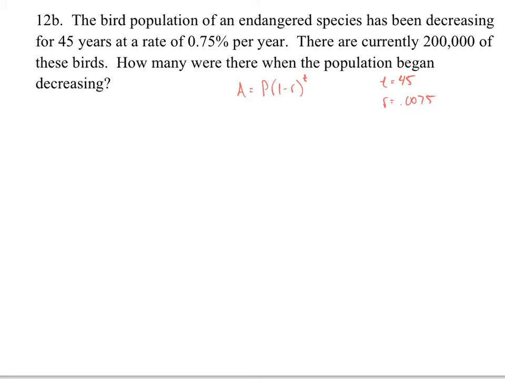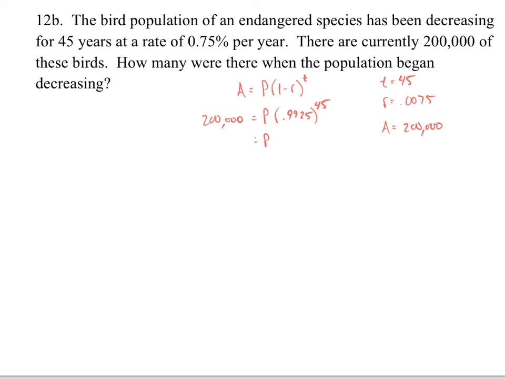There are currently 200,000 of these birds. So the total amount is 200,000. How many were there when the population began decreasing? So we're going to solve for P here. So 200,000 is actually our A. P we don't know yet. We still have this 0.9925, but now it's to the 45th power instead. So let's evaluate that expression on the right-hand side. We have 0.9925 to the 45th power.